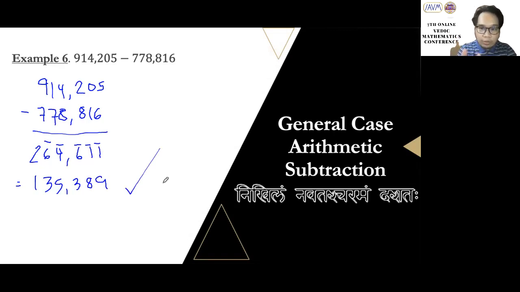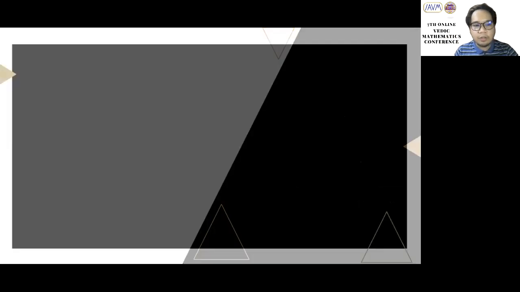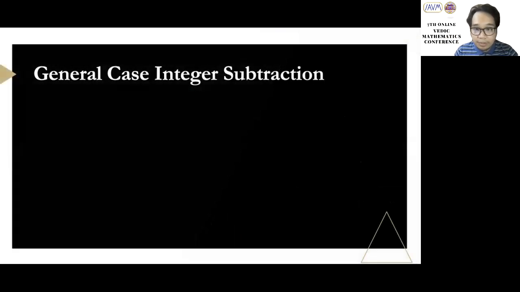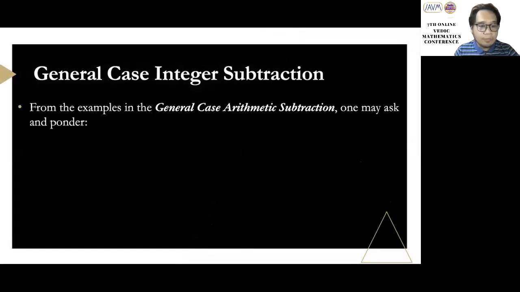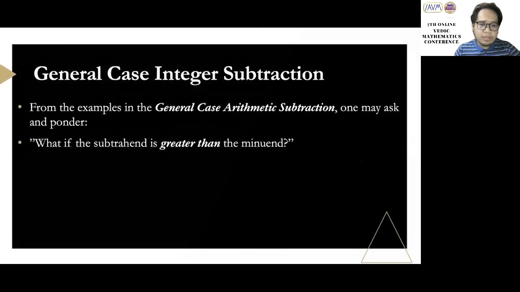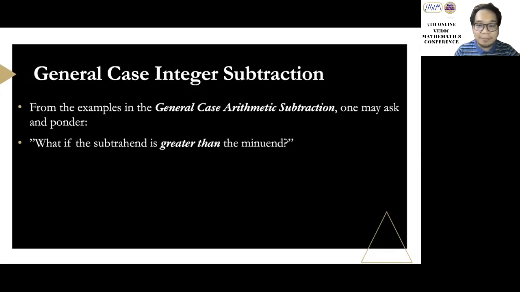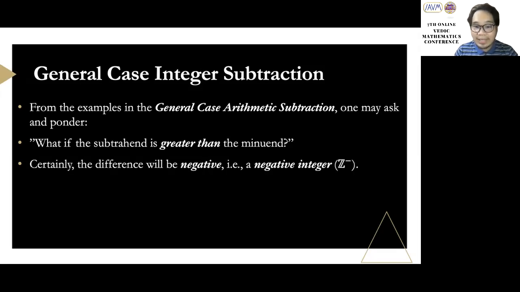Okay, notice all our solutions are positive numbers. Okay, and it's due time for us to enter the domain of general case integer subtraction. So from the examples shown above in the general case arithmetic subtraction, one may ask and ponder, what if the subtrahend is greater than the minuend? I mean, it happens, right? So certainly the difference will be negative. That is, we're going to expect a negative integer there.